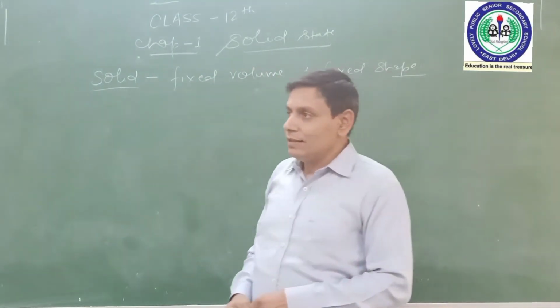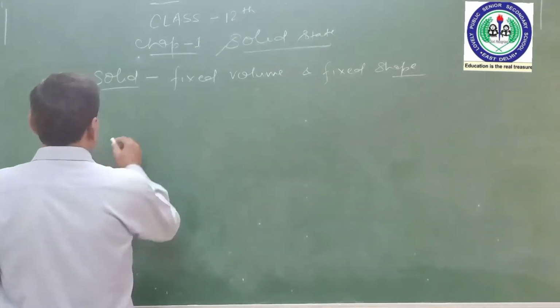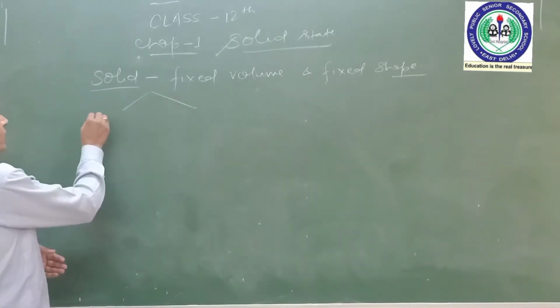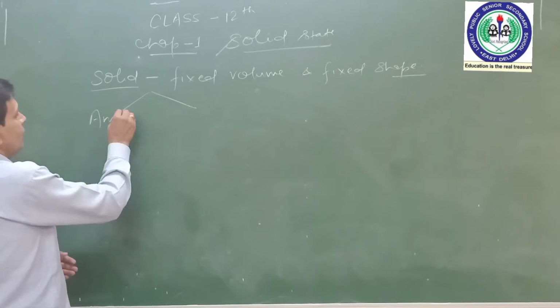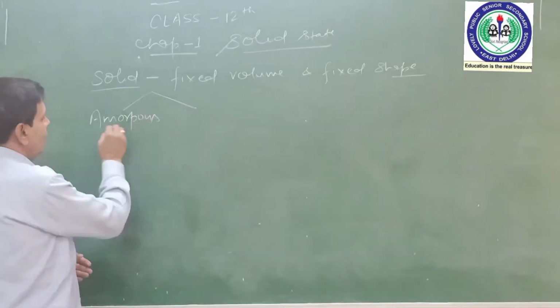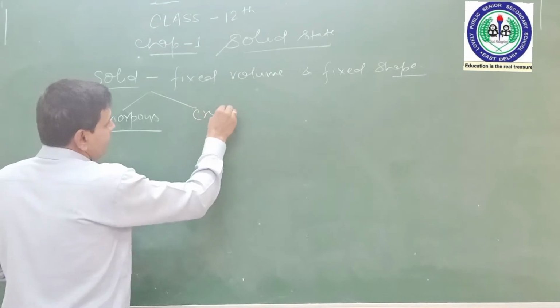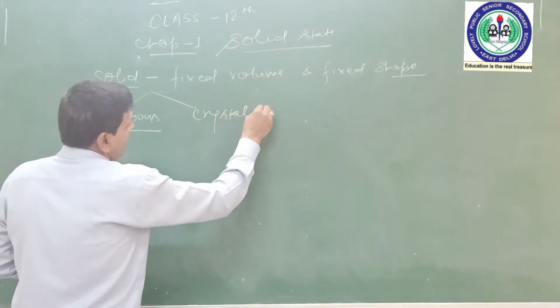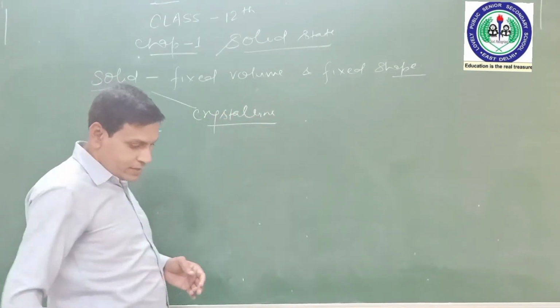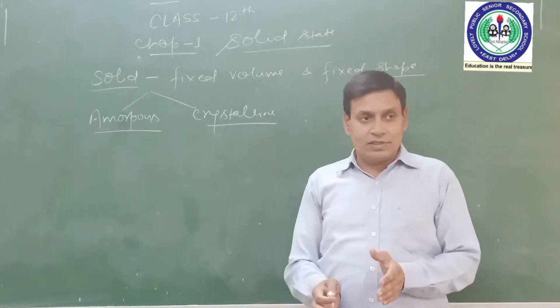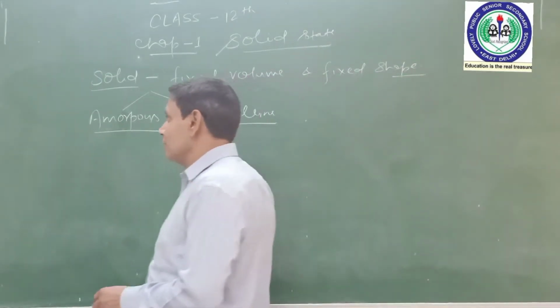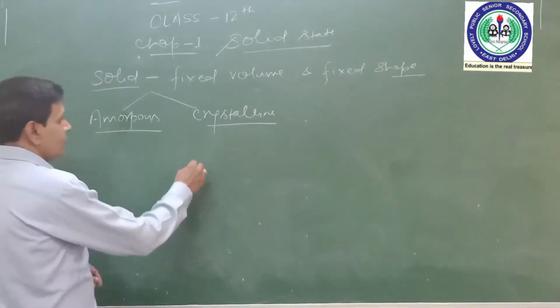Then if we consider the category of the solid, the entire types of solid present in nature, we can classify this into two parts. The first one is amorphous and crystalline solid. Amorphous and crystalline solid. What is the basic difference between amorphous and crystalline? That we are going to explain.